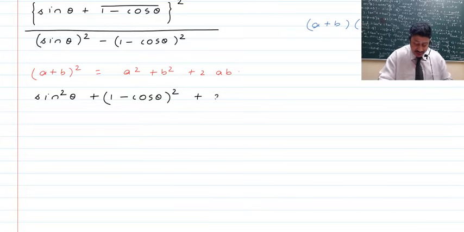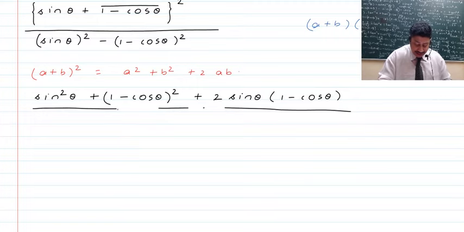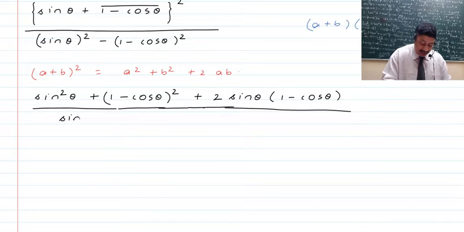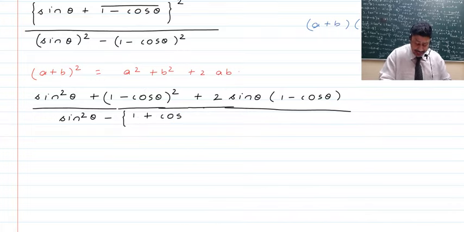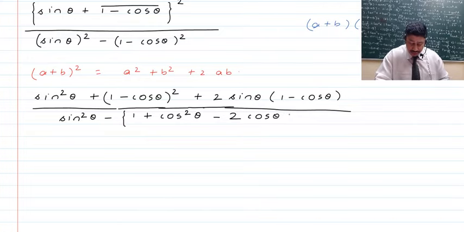And then we have the 2ab term, that is 2 times sine theta, which will get multiplied with 1 minus cos theta, right? Now children, in the denominator what we next have is a square minus b square, remember? So as such, we now have sine square theta minus the square of 1 minus cos theta, which will become a square, that is 1, plus b square, that is cos square theta, and minus 2 times 1 times cos theta, that is minus 2 cos theta, right?